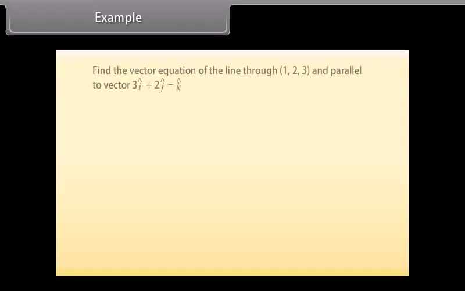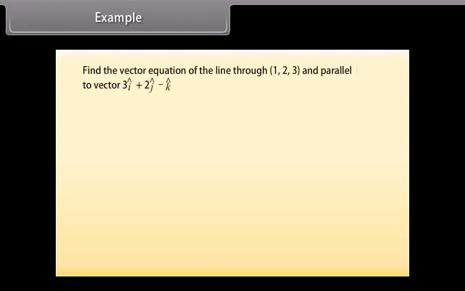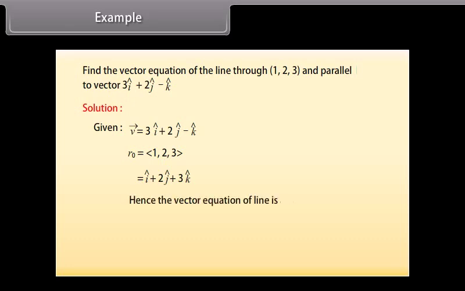Example. Find the vector equation of the line through (1, 2, 3) and parallel to vector 3i plus 2j minus k. Solution. Given vector v equals 3i plus 2j minus k, and r0 equals (1, 2, 3), which equals i plus 2j plus 3k. Hence the vector equation of the line is r equals i plus 2j plus 3k plus t(3i plus 2j minus k), which equals (1 plus 3t)i plus (2 plus 2t)j plus (3 minus t)k.